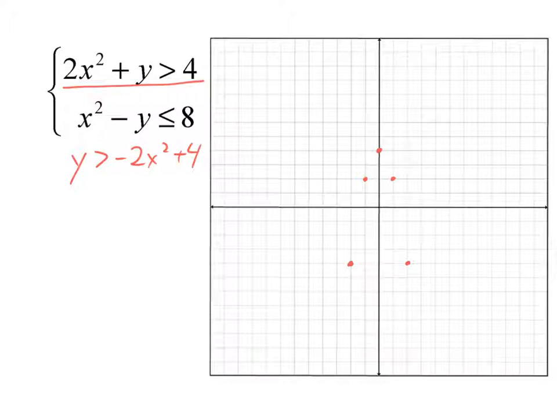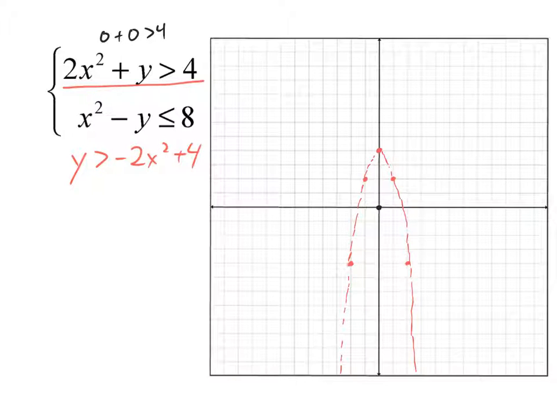And it's open because it's greater than and not greater than or equal to. So this is going to be dotted. Okay. And then let's check 0, 0. So if I check 0, 0, it's going to be 0 plus 0 is greater than 4. And 0 is not greater than 4, which means it's going to be shaded on the outside of this parabola.